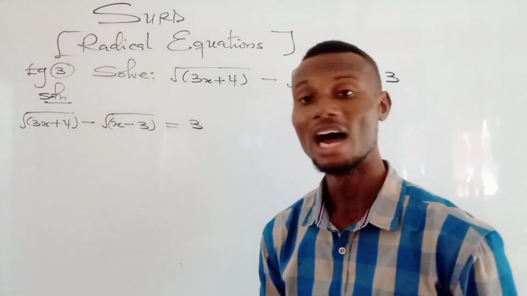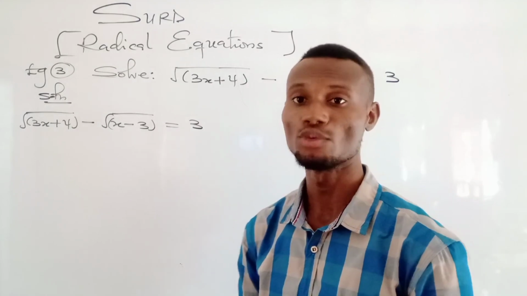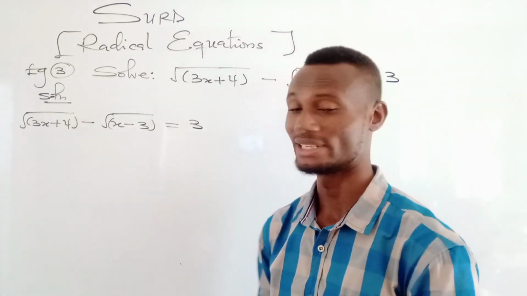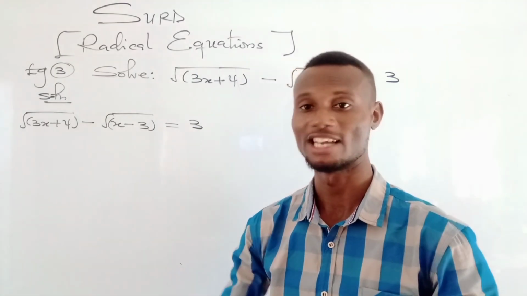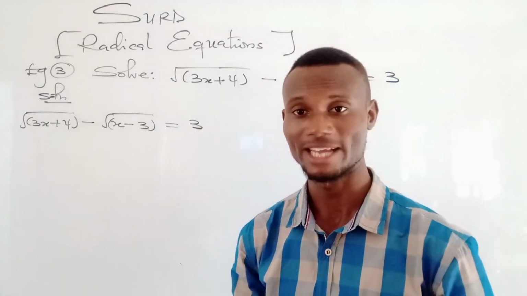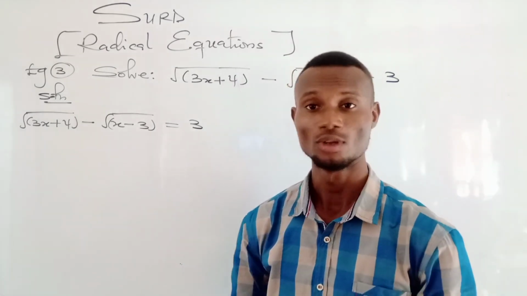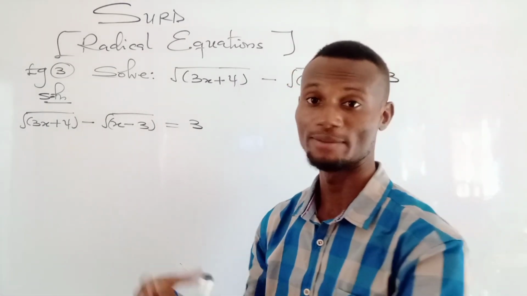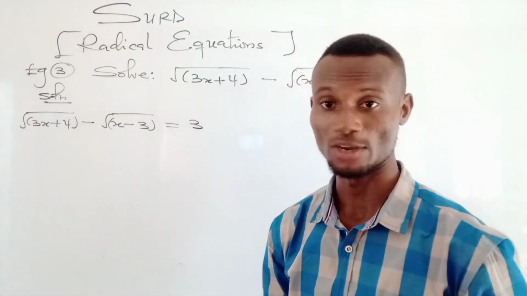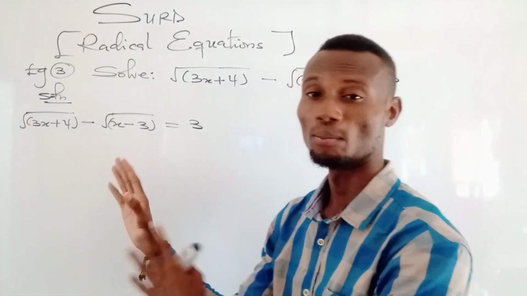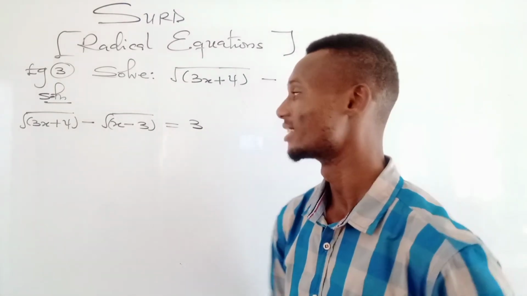Now I've explained to you from the previous videos that anytime you have an equation that contains a square root sign, the first thing to do is to eliminate the square root sign from it. That's the first step so that it makes it easy for us to solve further. And the only way to eliminate the square root sign is to square both sides of the equation. So we are going to square both sides of the equation to eliminate the square root sign from it.